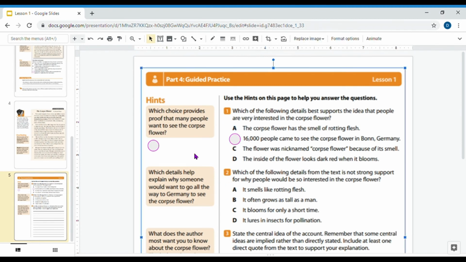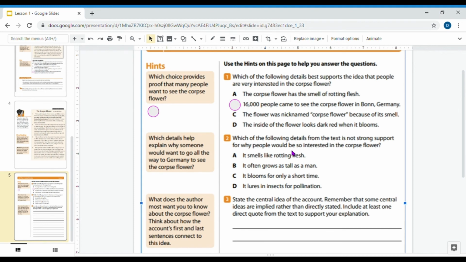Okay? And then number 2, which of the following details from the text is not strong support for why people would be so interested in the corpse flower? So which is not a strong support of why people want to go see it? Is it A, it smells like rotting flesh? B, it often grows as tall as a man? C, it blooms only for a short time? Or D, it lures in insects for pollination? And over here our hint says, which details help explain why someone would want to go all the way to Germany to see the corpse flower?